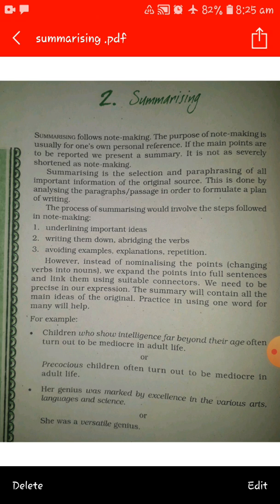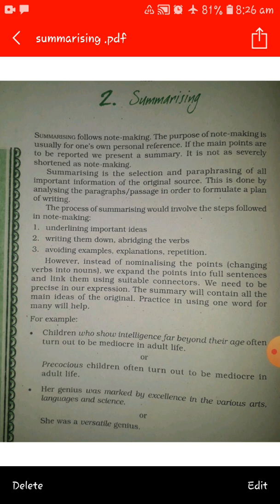Summarizing is the selection and paraphrasing of all important information of the original source. So in the summarizing process, you have to select some important lines or sentences and paraphrase all important information, and you have to create phrases in a paragraph which contain some important information from the original source. This is done by analyzing the paragraph, and how can you do that?